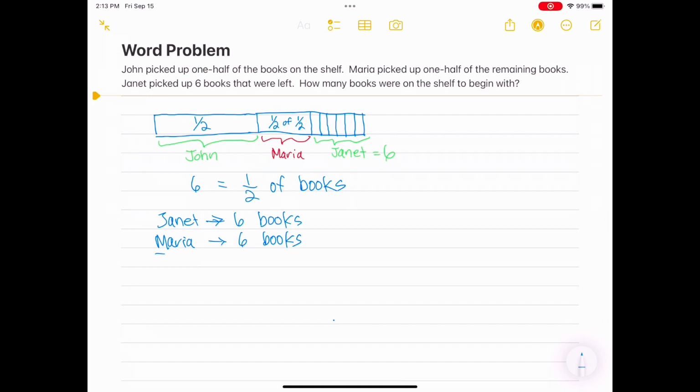And since those 12 books that Maria and Janet picked up were equal to the portion of books that John picked up, then that means John picked up 12 books. So we add 6 plus 6 plus 12, which equals 24, which were how many books were on the shelf to begin with.